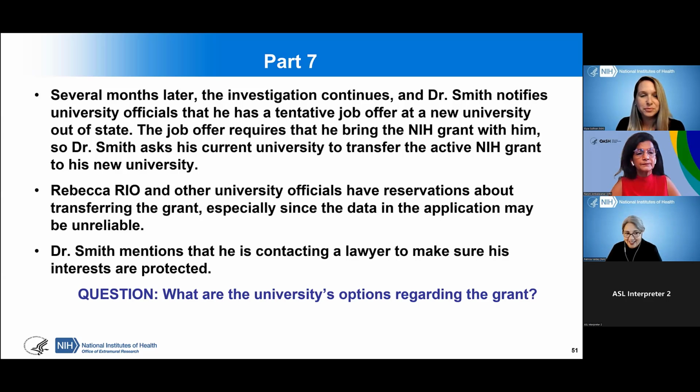So Rebecca Rio and other university officials have reservations about transferring the grant, especially since the data in the application may be unreliable. Dr. Smith mentions that he is contacting a lawyer to make sure his interests are protected. And I know when lawyers get involved, institutions sometimes may cave, but hopefully they don't. And so the question here is, what are the university's options regarding the grant?